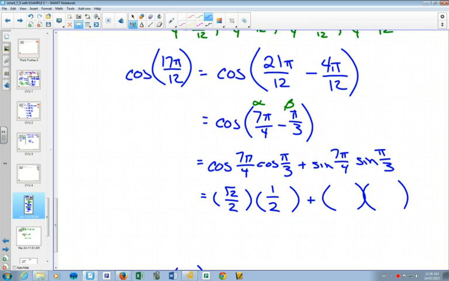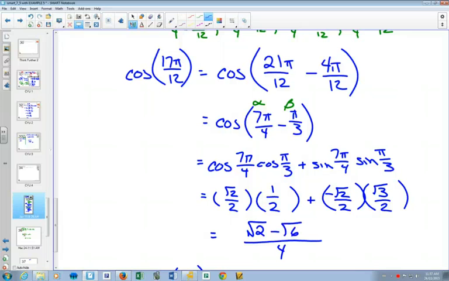Sine of 7 pi over 4, root 2 over 2. Quadrant 4, though, for sine is negative. And sine of pi over 3, root 3 over 2. So we're going to get, again, common denominator 4, root 2 minus root 6 this time.